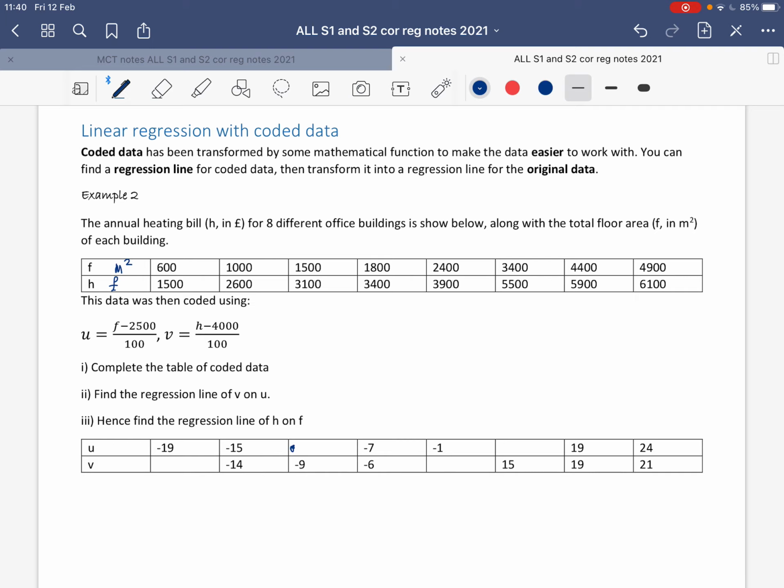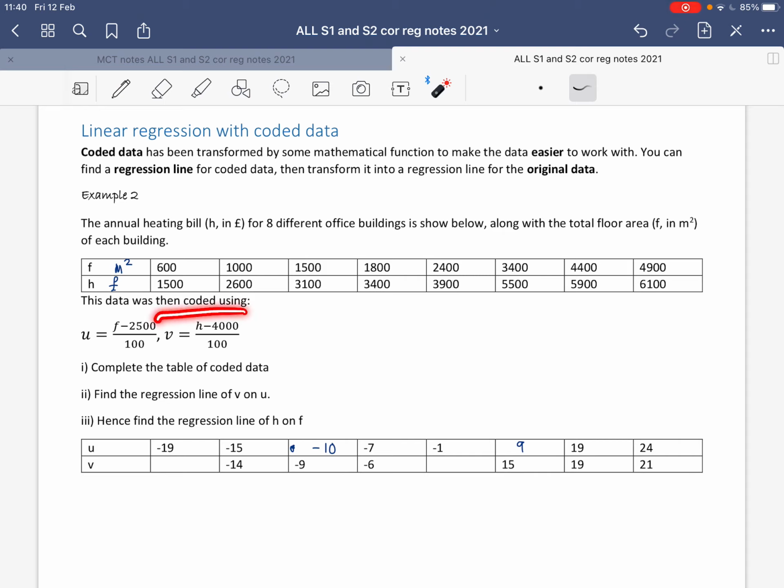We've got a couple that we need to fill in on this table down here. So the third one along. So that one is 1,500, then take away 2,500 and divide by 100, and we get minus 10. So I'll put that missing one on. And the other one that's missing is this one here. So again, subtract 2,500 and divide by 100, and we get 9.